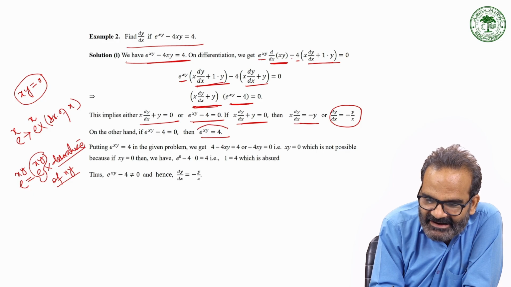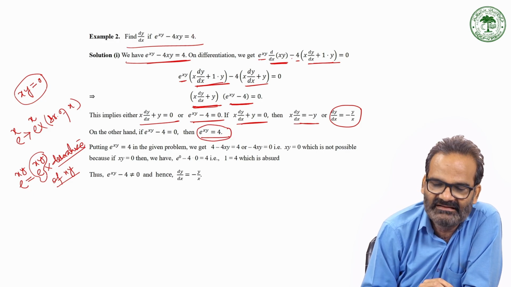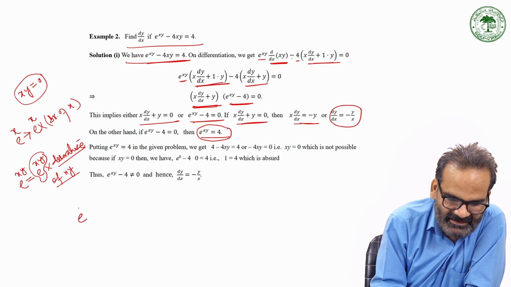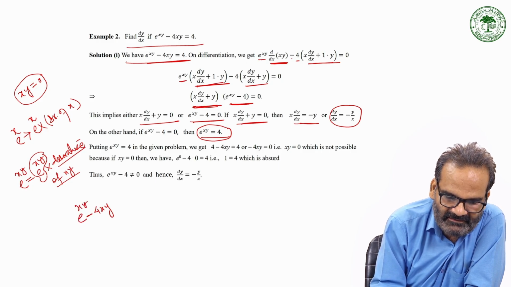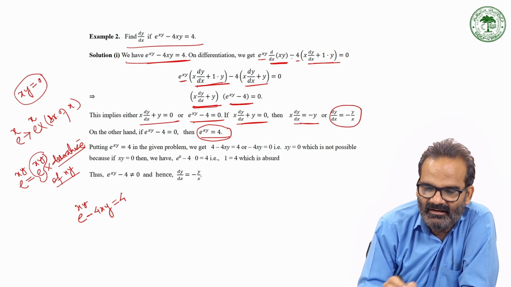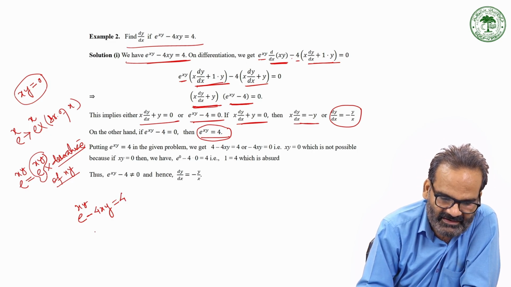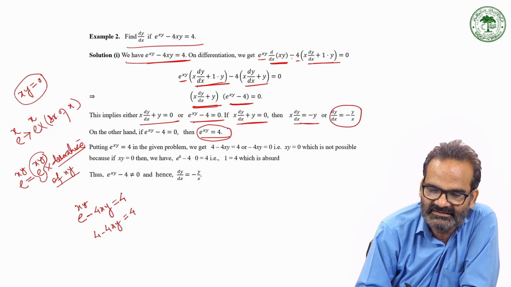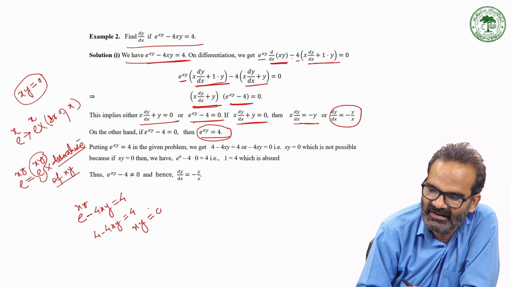Now, putting e raised to the power xy is equal to 4 in the given equation, see, e raised to the power xy minus 4xy is equal to 4. And here we are getting e raised to the power xy is equal to 4. So what we are getting? 4 minus 4xy is equal to 4. So 4 and 4 will be cancelled out. xy is equal to 0, right?